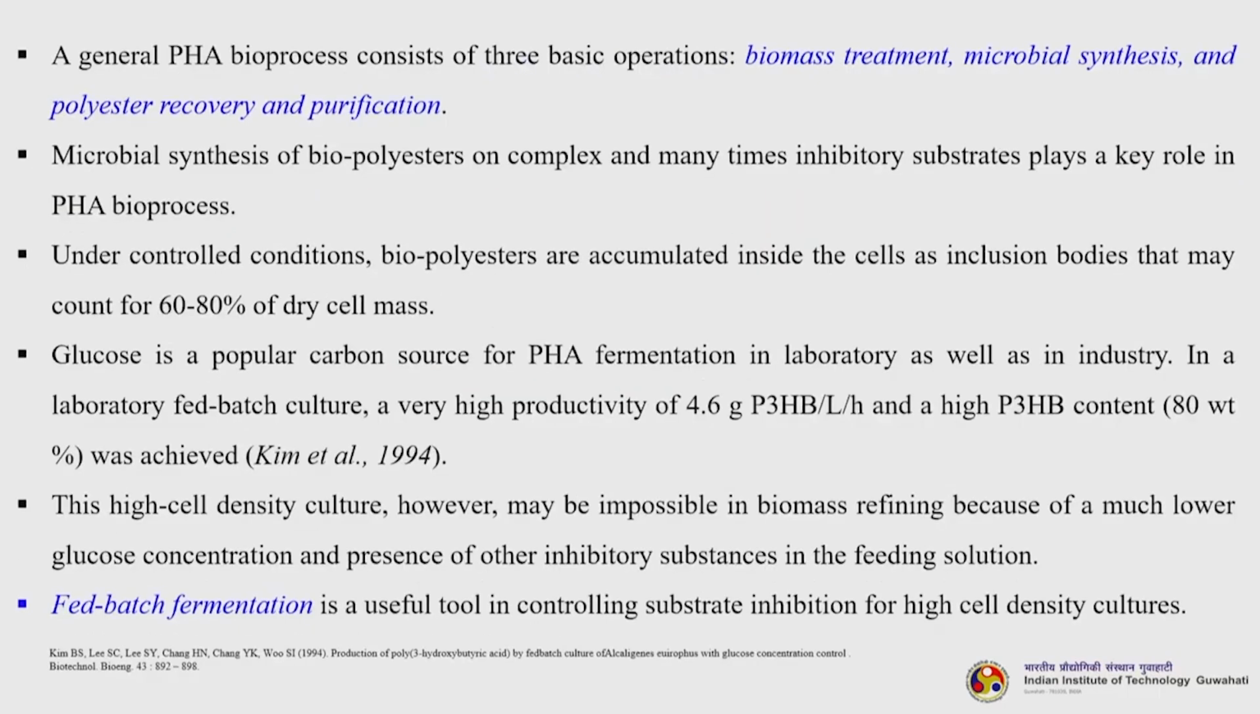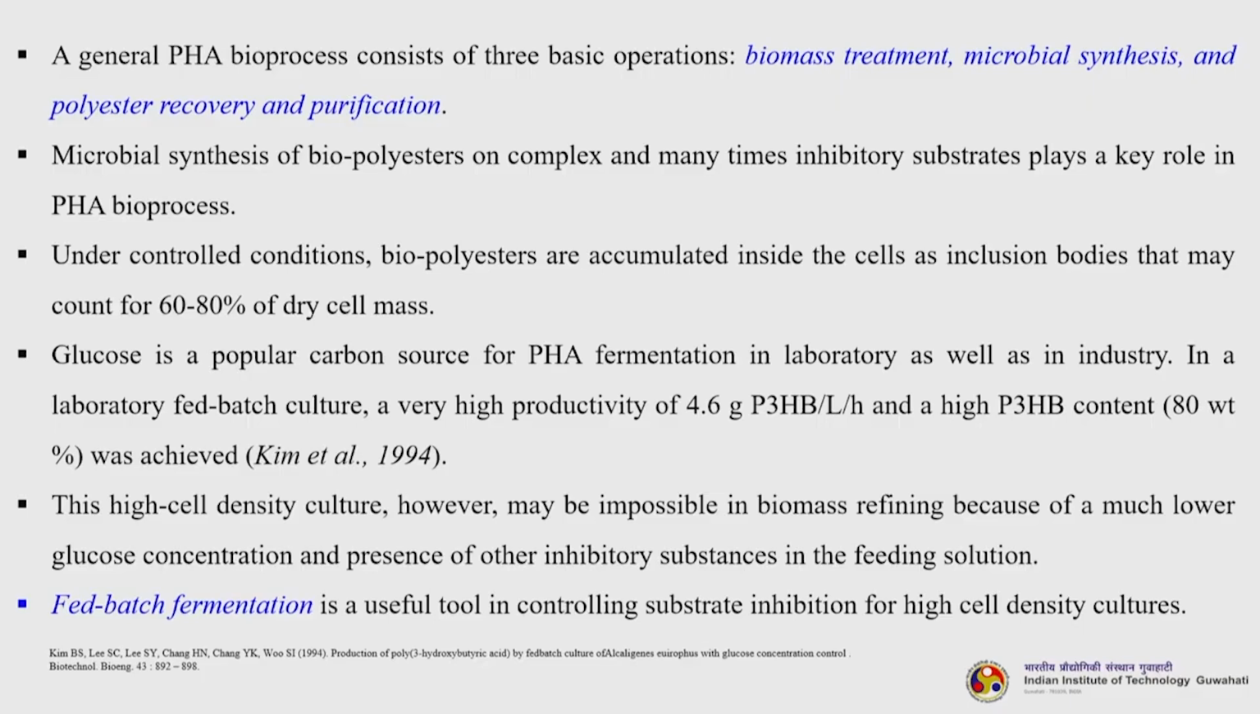A general PHA bioprocess consists of 3 basic operations. What are those? The first is the biomass pretreatment, second is the microbial synthesis and then third is the polyester recovery and purification step. Now, microbial synthesis of biopolyesters is complex and many times inhibitory substrates play a key role in the PHA bioprocess. Under controlled conditions, biopolyesters are accumulated inside the cell as inclusion bodies that may account for 60 to 80% of the dry cell mass.